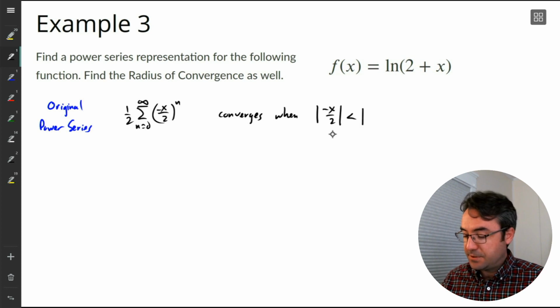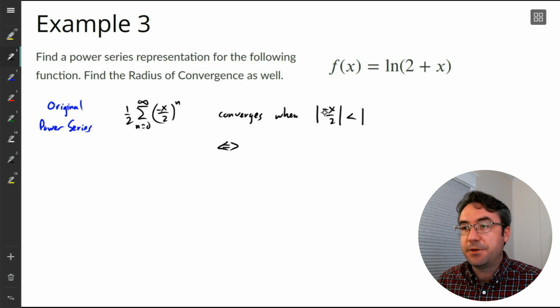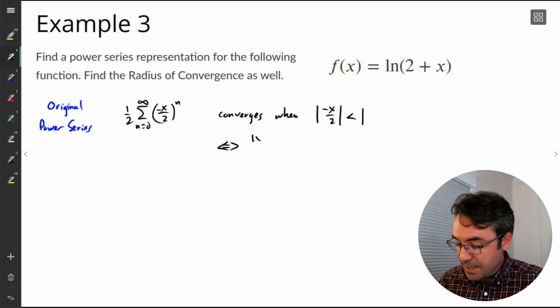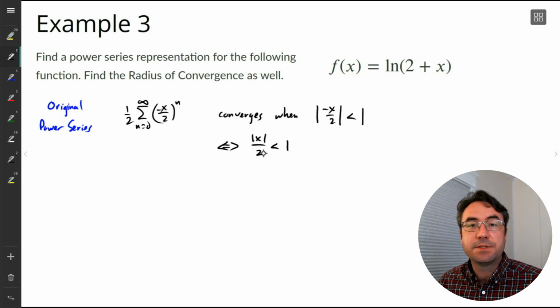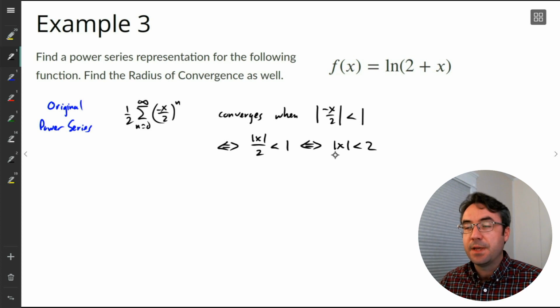So let's simplify this inequality. So it converges. The absolute value cancels off the negative. 2 is positive, so we can write this as the absolute value of x over 2 is less than 1. Multiply both sides by 2. That gives us the absolute value of x is less than 2. And once we have our x term by itself, the number on the other side, that's our radius of convergence.